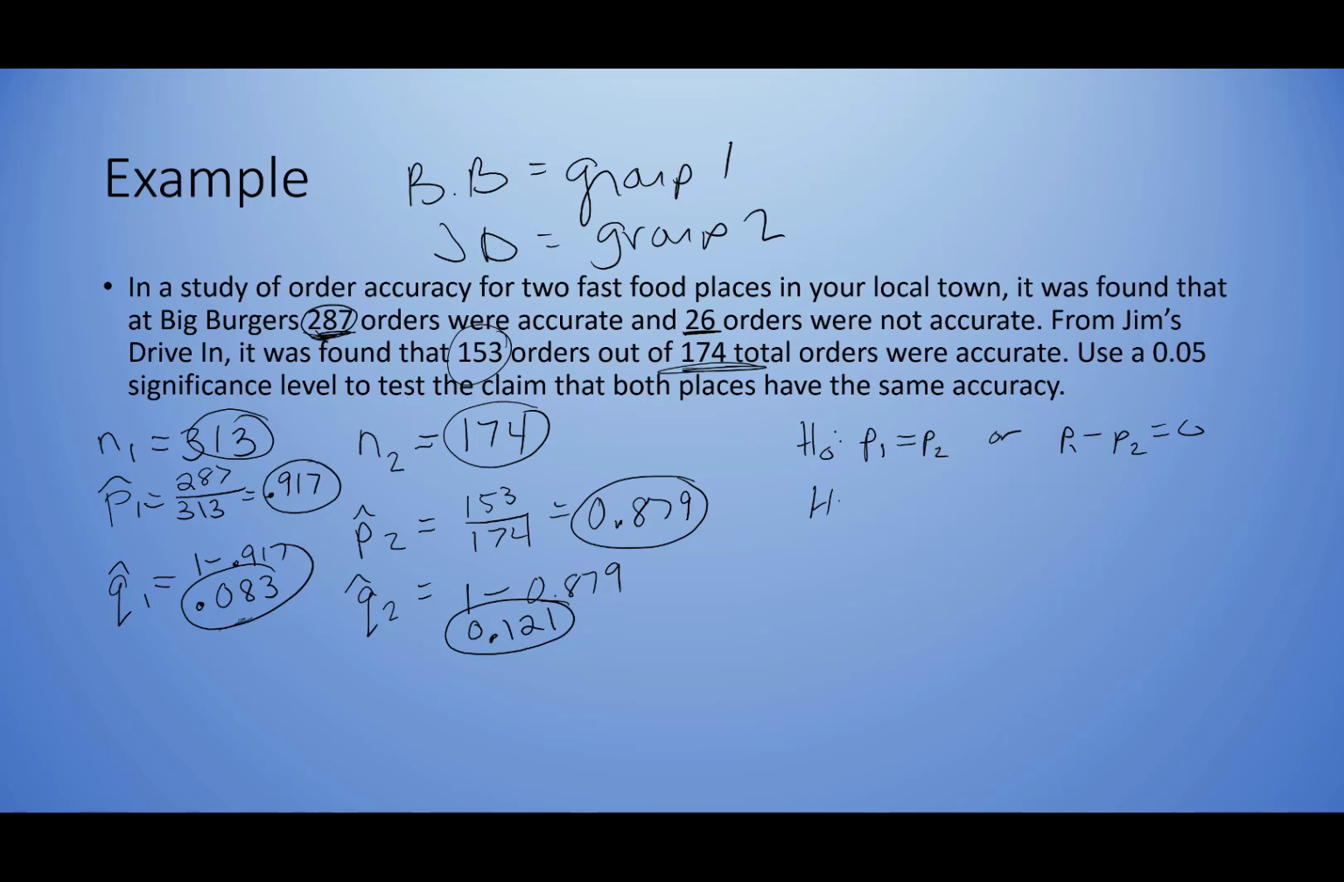Now my alternative hypothesis, I need to go back and read to see if there's any indication that we're trying to find that one of them is higher or lower than the other. And as I read through this last sentence here, it just says test the claim that both places have the same accuracy. So there's no indication as to one being greater than the other. So we're going to go ahead and just go with the not equal symbol. So I could write that as P1 is not equal to P2, or I could write it as P1 minus P2 is not equal to 0. Either one of those would be appropriate.